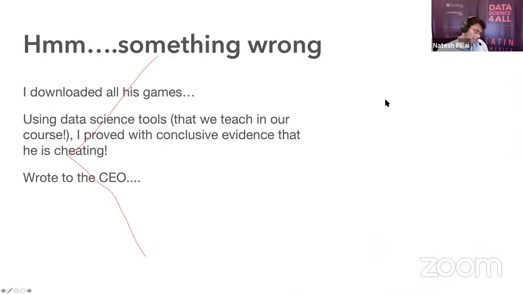So what I did was I downloaded all his games from the website, and using the methods that we teach in our course, simple data analytic methods, proved conclusively that he was cheating. And then I wrote to the CEO with this evidence. Now, I don't know what is more petty, that this guy was cheating in a game where there's absolutely no money, or that I couldn't just deal with it. So I just downloaded all his games and started analyzing whether he's cheating or not, right?